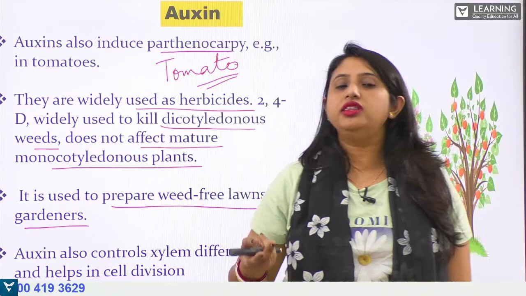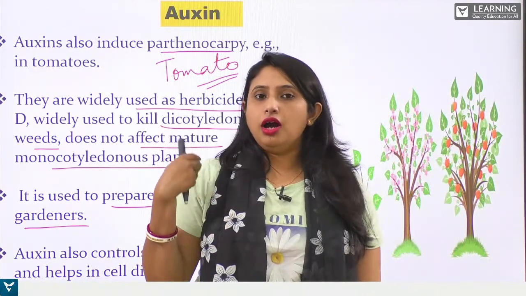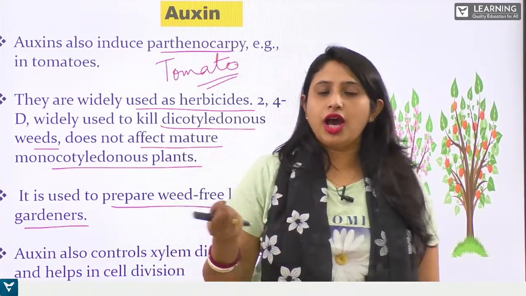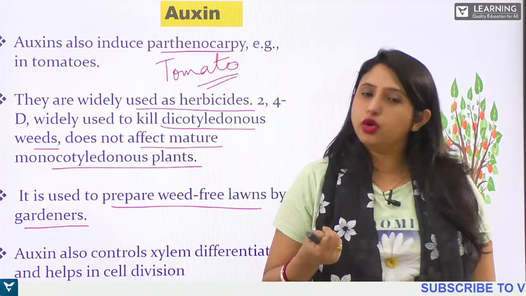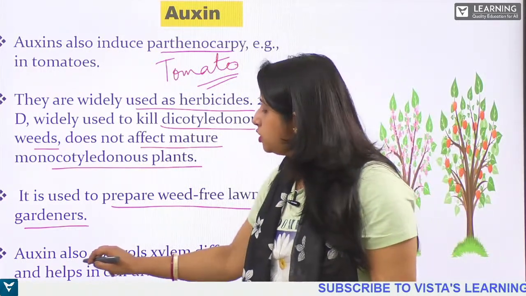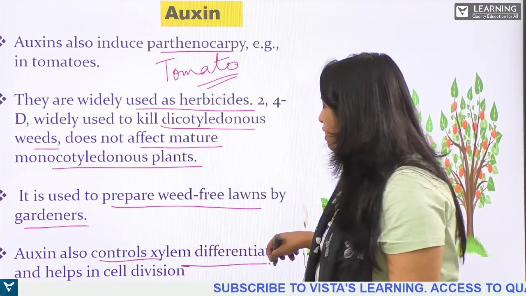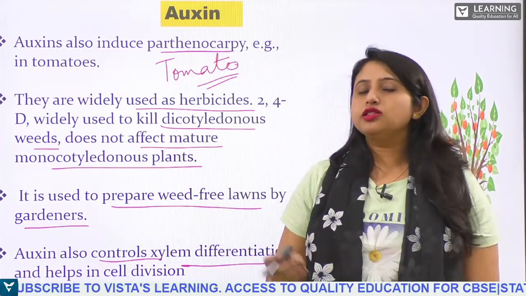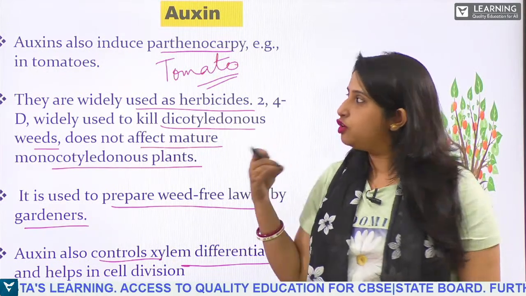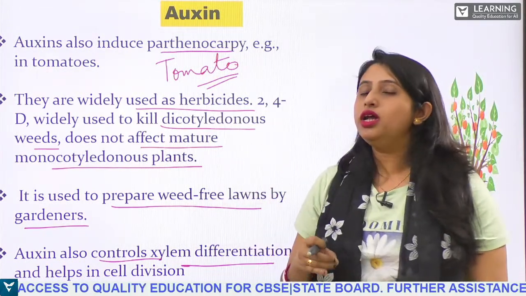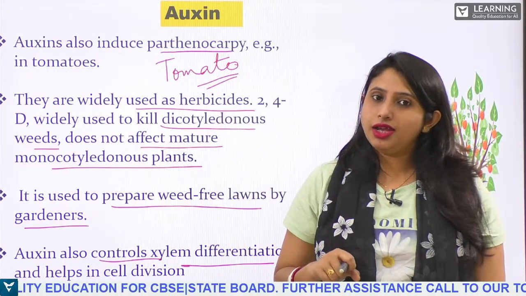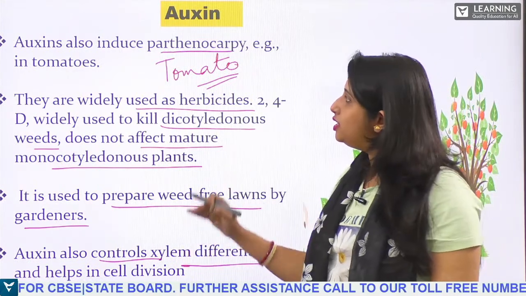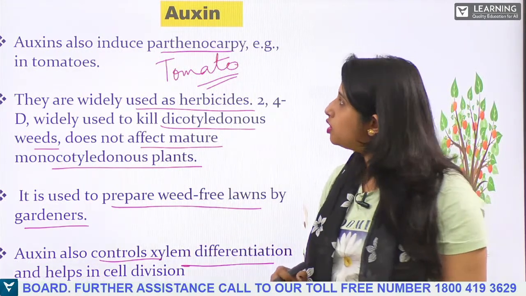If you spread the auxin in the garden, then what happens? The weeds will not grow, along with the plants. It also controls xylem differentiation and helps in cell division. So this is also a very important function of the auxin. It helps to control xylem differentiation. Is that clear? These are the functions of the auxin.